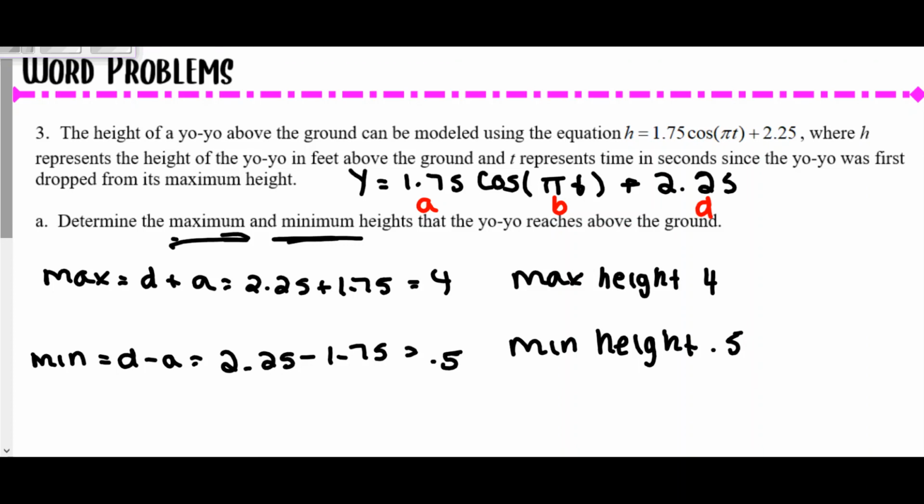Okay, so you should have paused the video and tried these questions by yourself. To find the max and minimum heights the yo-yo reaches, they're really just asking for the max and minimum values of our cosine graph. So our max value is D plus A, so our vertical shift plus our amplitude. Those are just values you pull right out of the given equation. So it's 2.25 plus 1.75. So our max height is 4 feet, and our min height is D minus A, which is 2.25 minus 1.75, which is 0.5. So our minimum height is 0.5 feet.